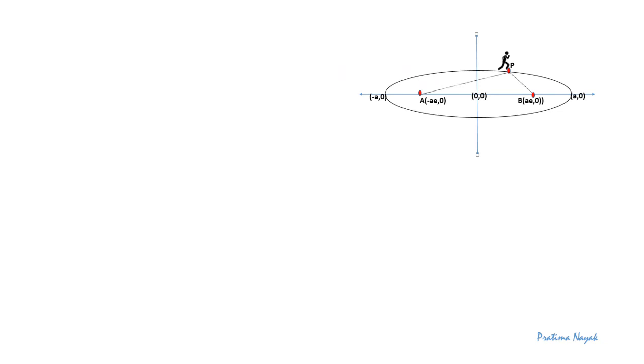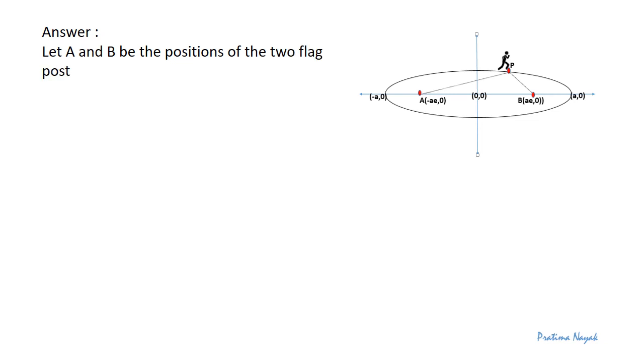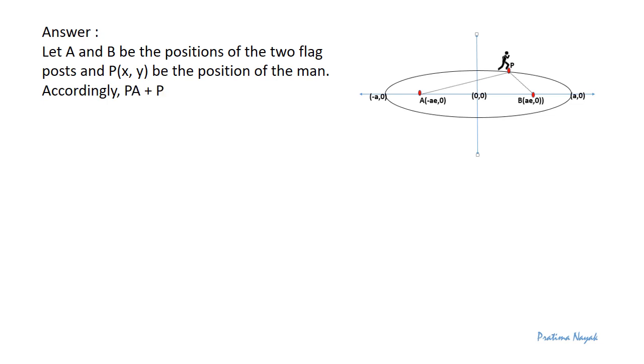The locus of points whose sum of the distances from two fixed points remains constant is always an ellipse. So we will take an ellipse here whose major axis is x-axis. Let A and B be the position of the two flag posts and P(x, y) is the position of the man, which is a variable point. According to the question, PA plus PB is equal to 10. So that sum is equal to length of the major axis, that is 2 times of a, because the constant distance is always twice a.